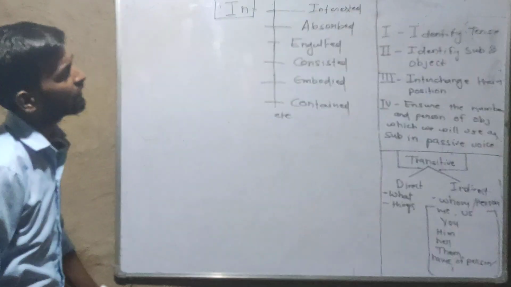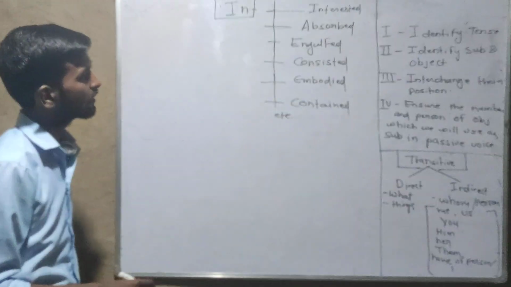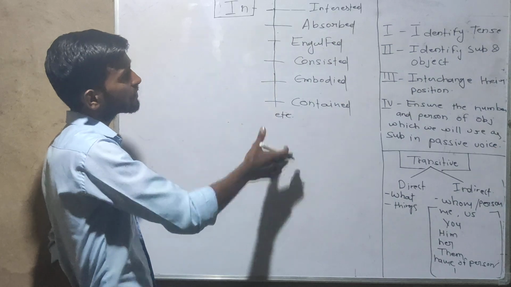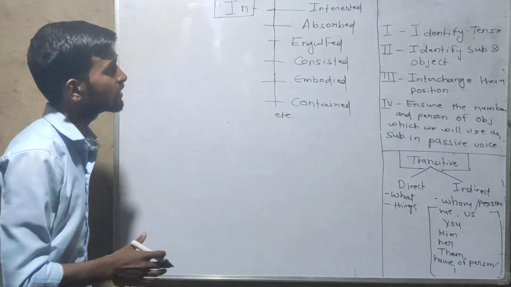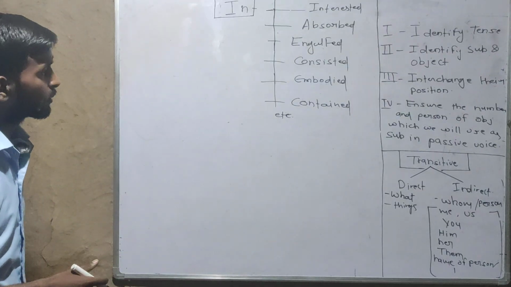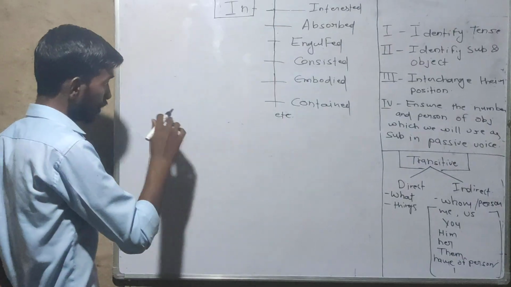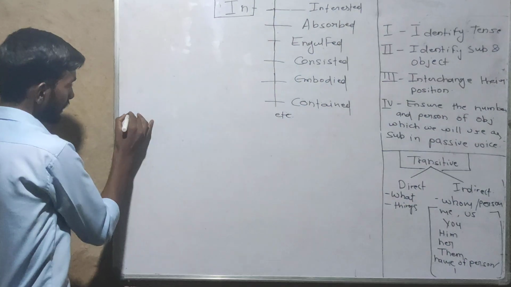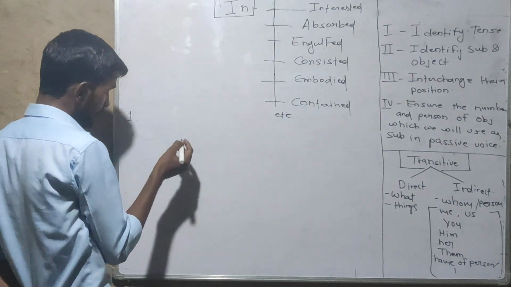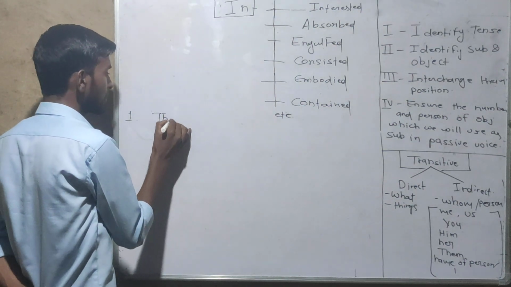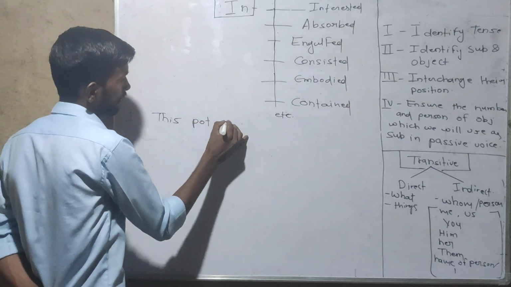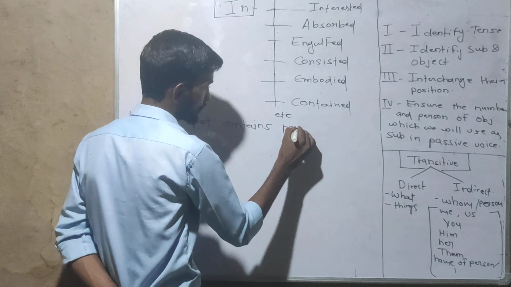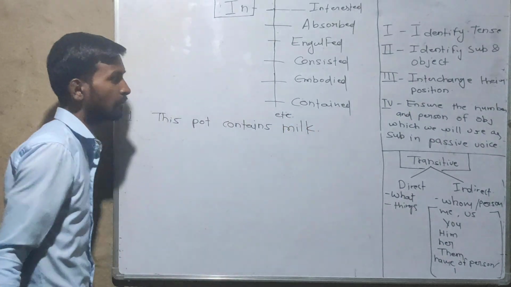There are not any fixed verbs, and it is not that only these verbs will take in. There may be many more verbs, but these are the verbs which can generally be seen in passive voice taking the preposition in. Now we will use these verbs in examples. Here is a sentence: this pot contains milk.